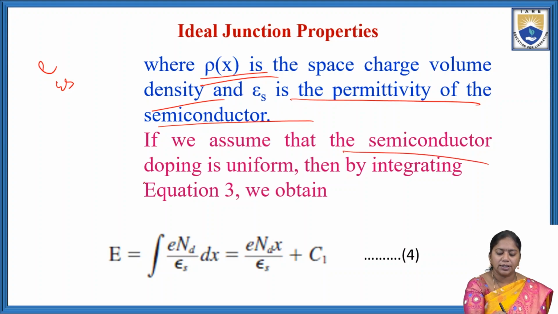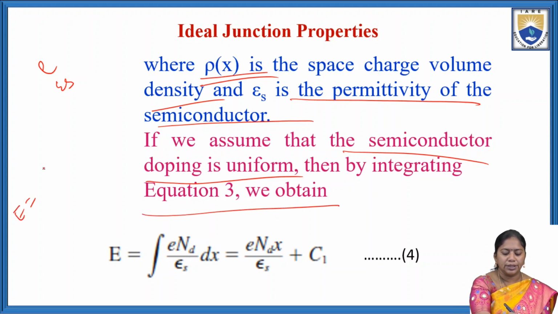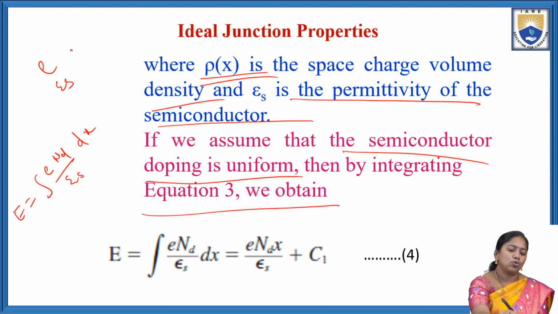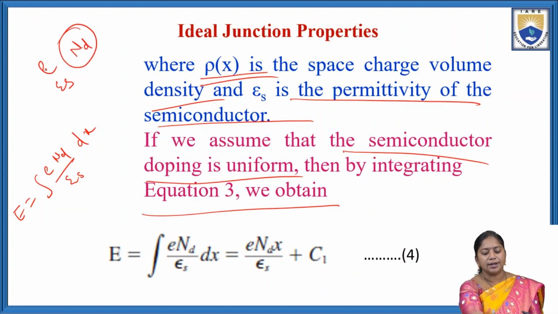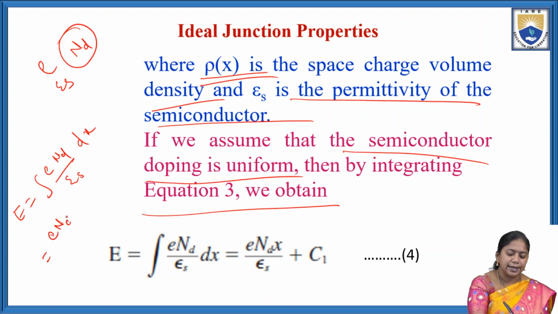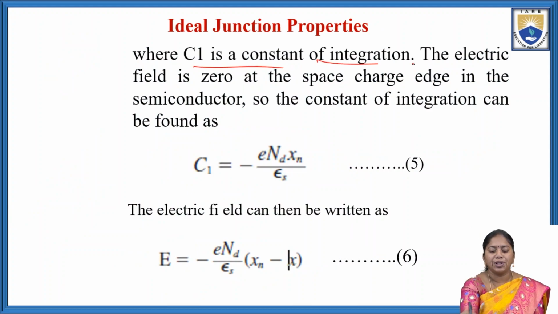If you assume that the semiconductor doping is uniform, that is, the donor concentration Nd is uniform, then by integrating equation 3 we get E equal to the integral of e Nd by epsilon s dx, which equals e Nd x by epsilon s plus C1, that is equation 4, where C1 is a constant of integration.